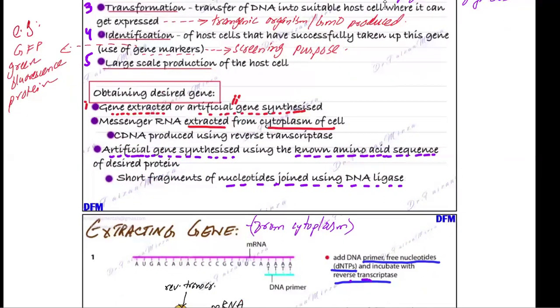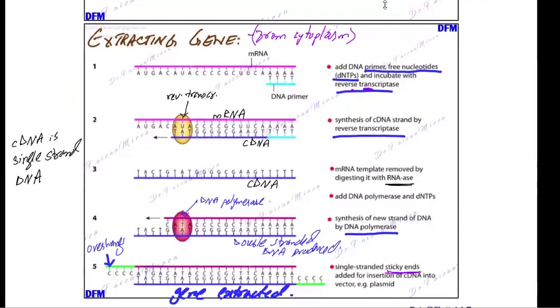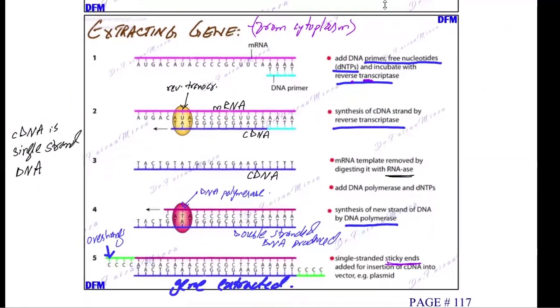Now, let's discuss how the gene is extracted from the cytoplasm. I've discussed this in my other video as well, so just review this once again. When you're extracting the gene from the cytoplasm, how do you do this? This is extracted in the form of mRNA. You know mRNA is a single-stranded molecule. So this is a single-stranded mRNA molecule. This is the start codon and so on and so forth.